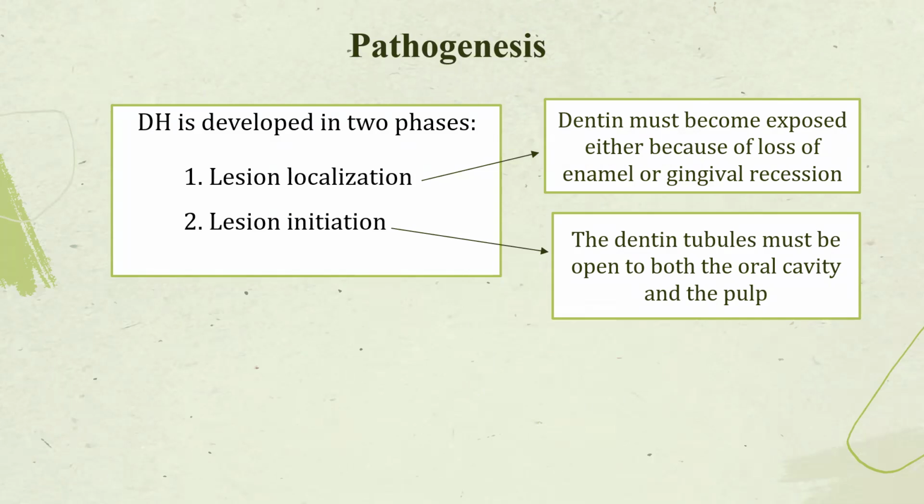The pathogenesis of dental hypersensitivity: it is developed in two phases. Lesion localization. It is due to dentine when it is exposed either because of loss of enamel or gingival recession. The lesion initiation: the dentinal tubules must be open to both the oral cavity and the pulp.